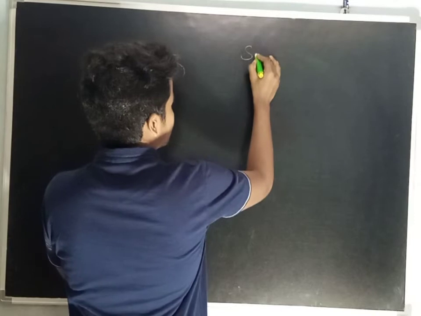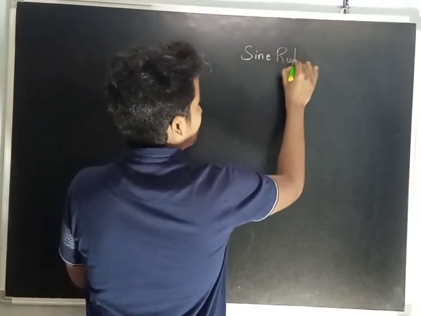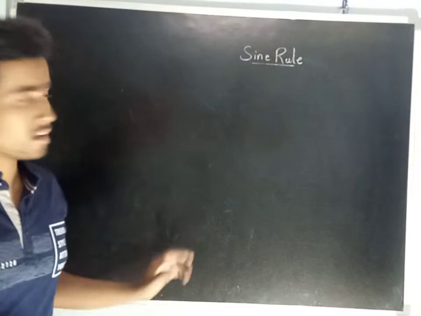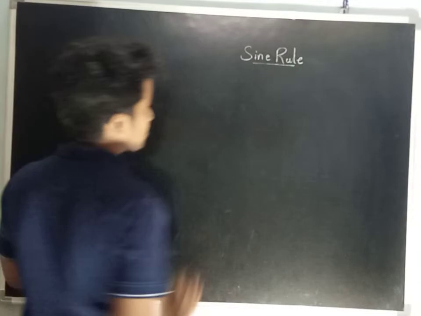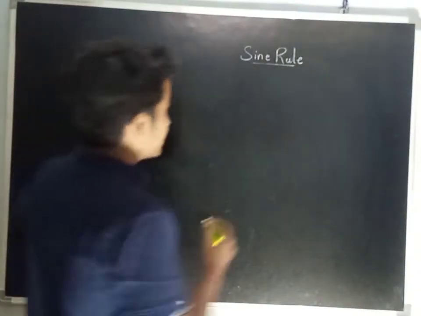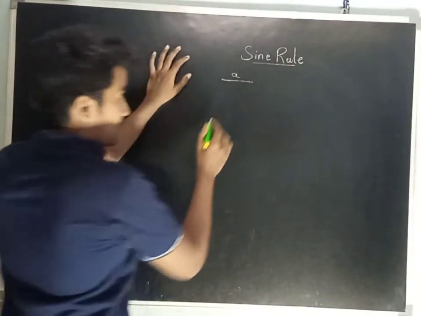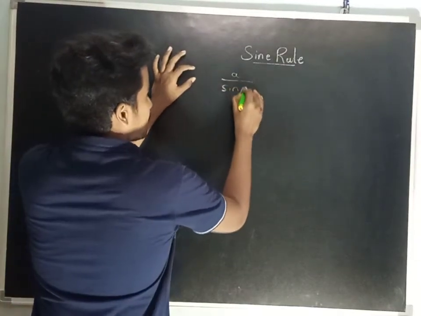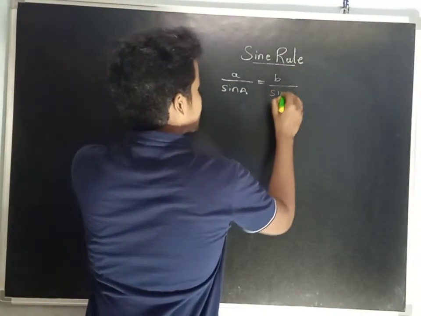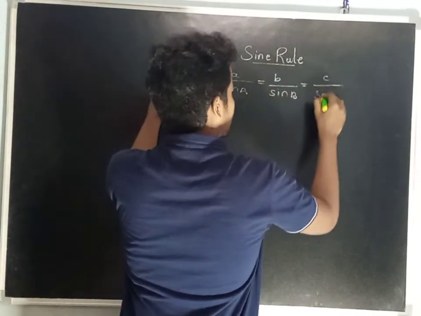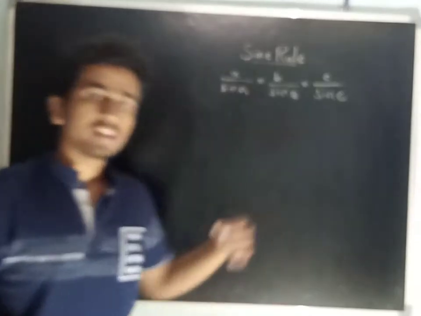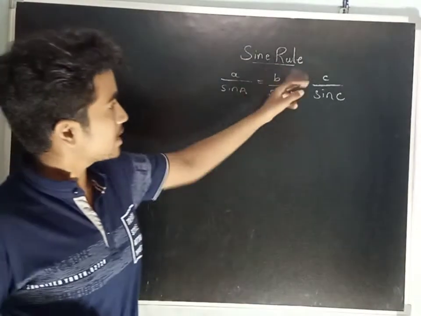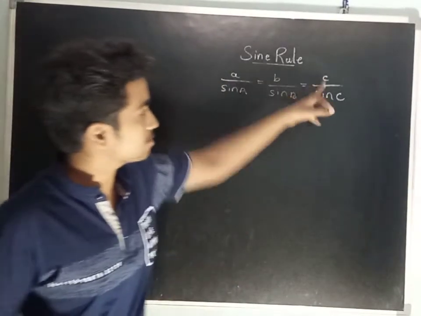Today we are going to discuss some modifications regarding the sine rule. In the beginning of the chapter, I think in the third video or so, I discussed the concept of the sine rule. There I explained and proved that a by sin A is equal to b by sin B is equal to c by sin C. This is what we have discussed in our past videos.